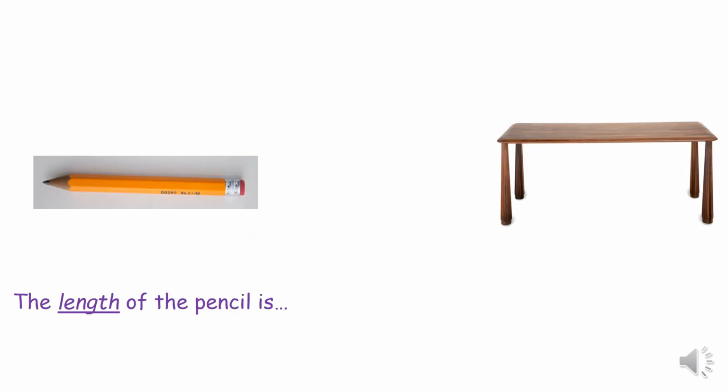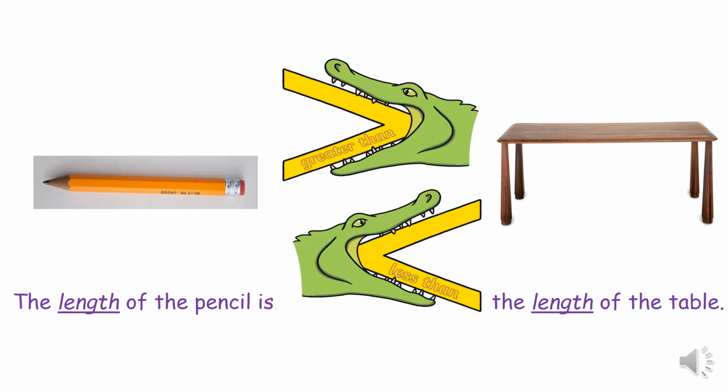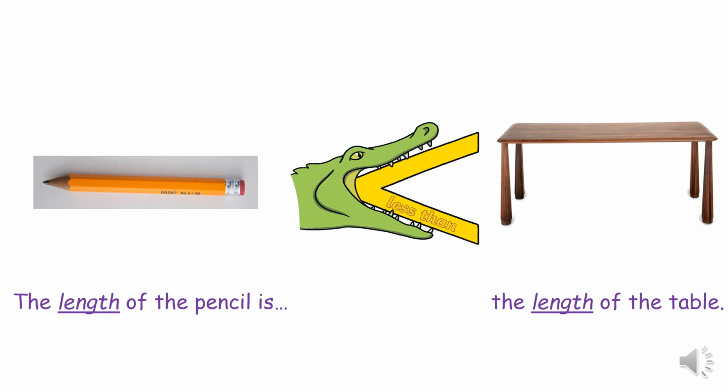The length of the pencil is than the length of the table. Again, which one of these two symbols do you think we should use? The length of the pencil is less than the length of the table, and this is because the pencil has a much shorter length than a table.